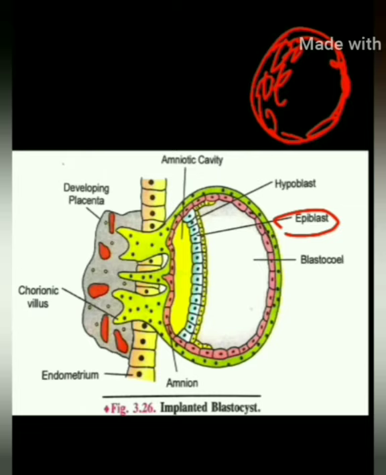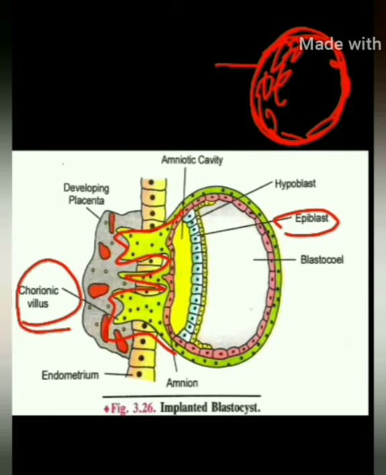blastocyst? So this blastocyst has a covering, that is the trophoblast. It has two layers, an outer layer and an inner layer. The outer layer is called the chorion, which makes finger-like projections. Can you see this green one, making finger-like projections? This is called the chorionic villi. And the inner layer, the pink one, is called the amnion. They are the trophoblast layer.